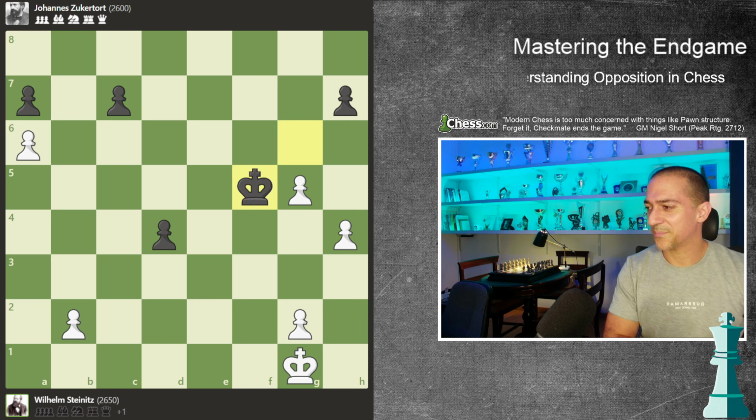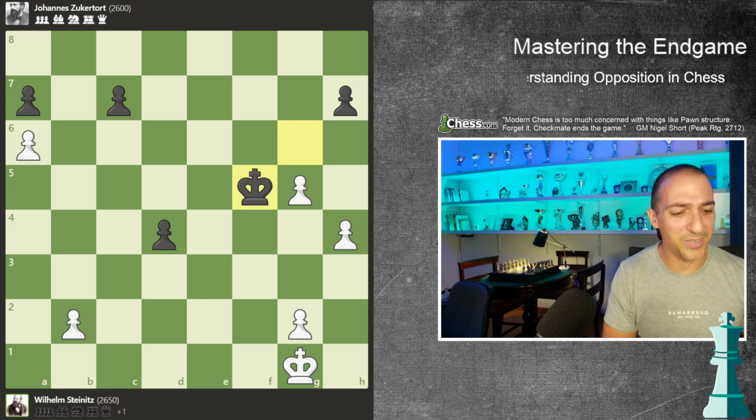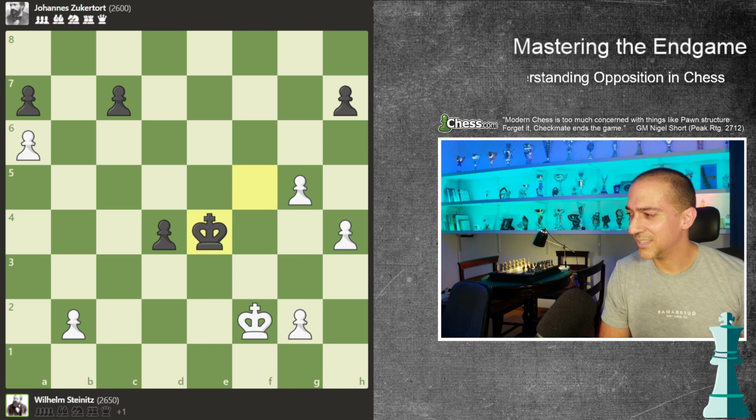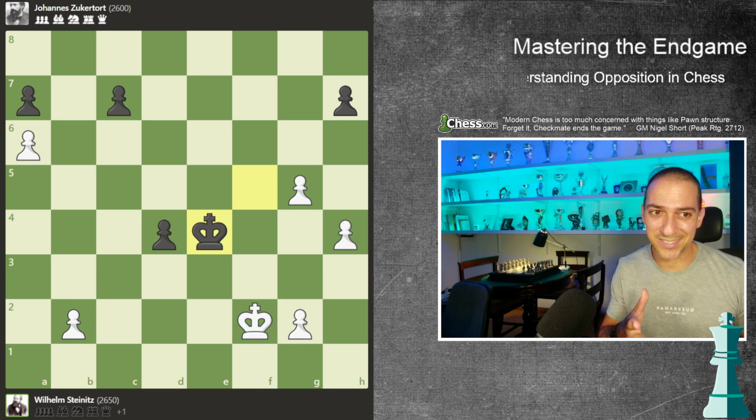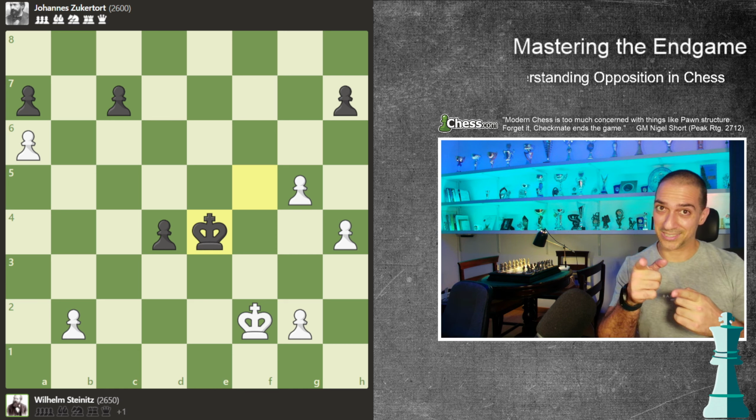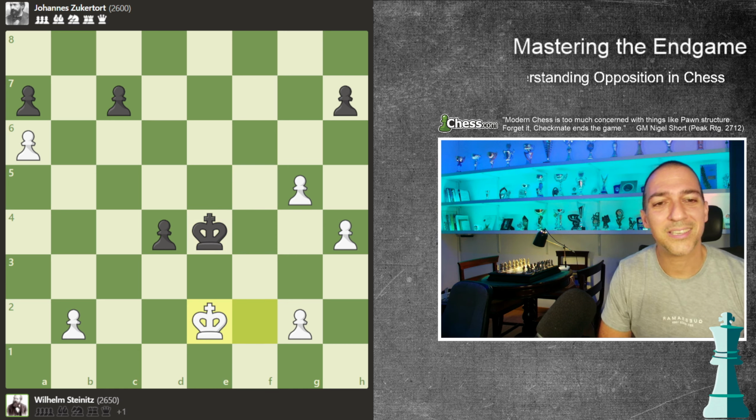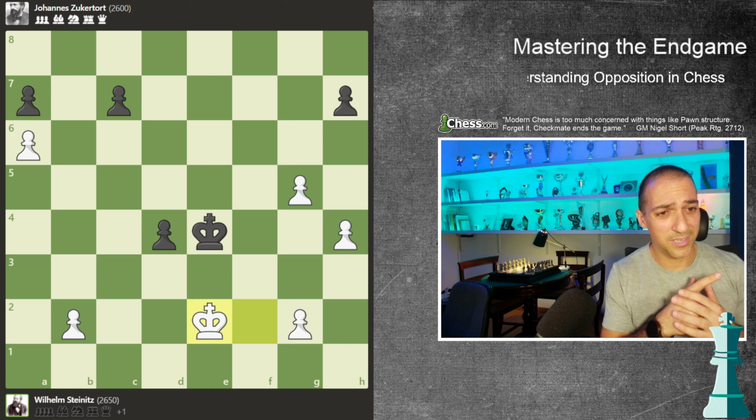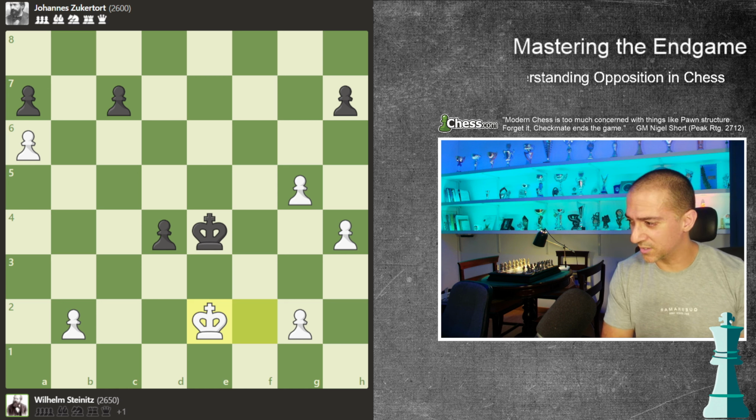He has played king to f5, and now king f2, king e4. Have you seen the move? It's quite easy now because we've been talking about opposition. So the move is, yes, correct, king e2, and we have the opposition. This game is completely won for white.